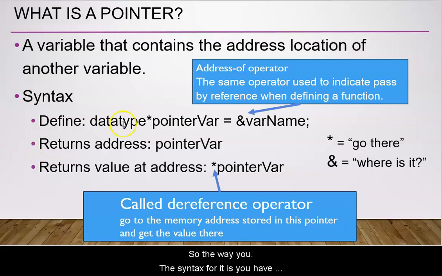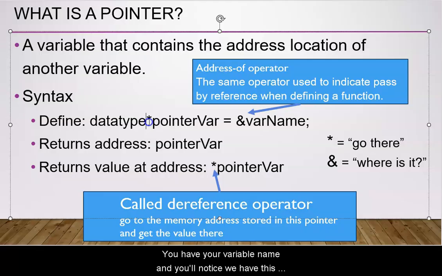So the syntax for it is you have your data type. So if we're going to make an int, it's still going to be an int. You have your variable name, and you'll notice we have this asterisk between it. And that asterisk can go both places. There's actually 3 locations. It could go on the data type, it could go on the variable, and it could be off in between.